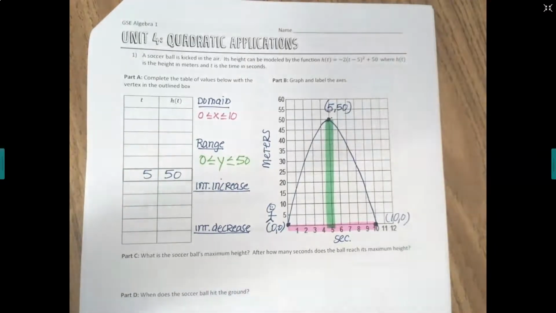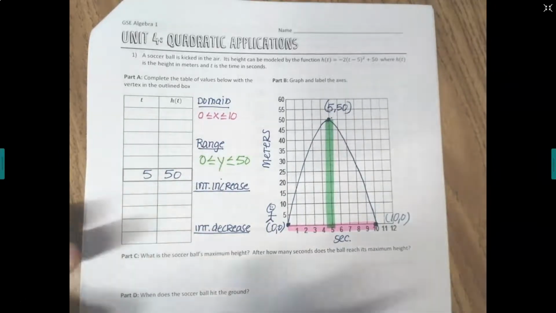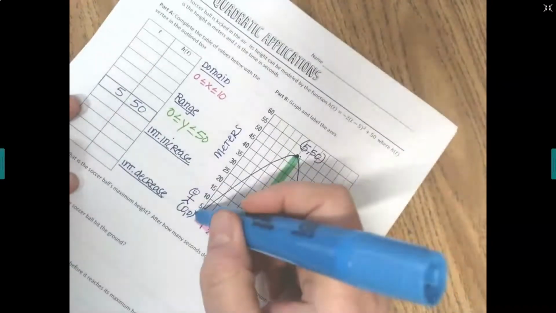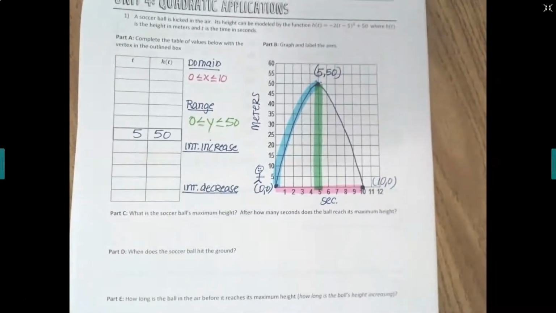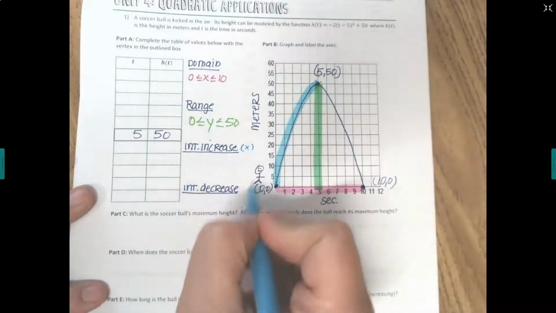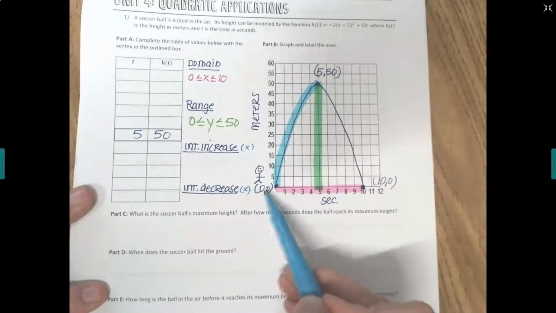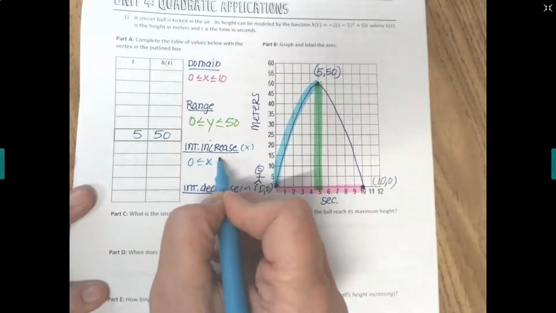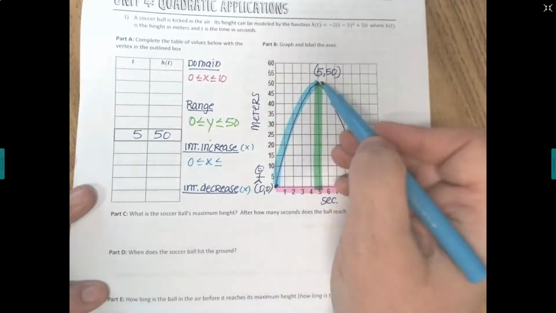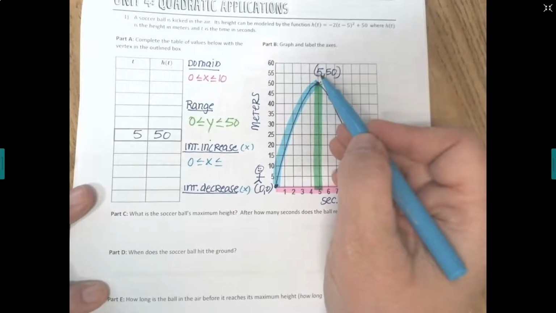Now, let's look at our intervals of increase and our intervals of decrease. Increase means where the graph is going up as you go from left to right. So the ball got kicked here and it starts going up right away until it hits the vertex. That's our increase. Okay, intervals of increase and decrease, remember, are x values. So we want to look at the x values that are occurring here. So it starts here where the x value is 0. We are talking about x's. And it goes up and up and up and up until it hits the vertex, and the x value there is 5.